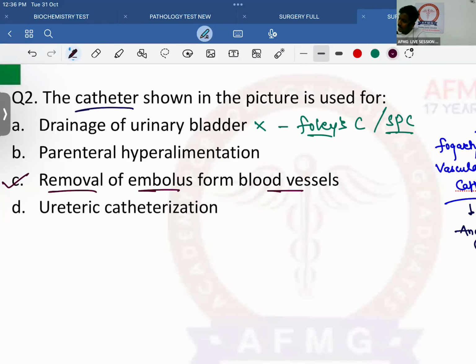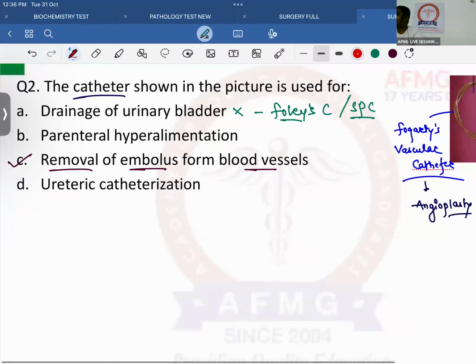Okay? Parenteral hyperalimentation. Parenteral hyperalimentation means parenteral nutrition. Through what can you give parenteral nutrition? Definitely three routes are there for parenteral nutrition. Which were they? Central line insertion, PICC line. What is PICC line? Peripherally inserted central catheter. And what was the third one? Peripheral IV line. Which is the best route preferred?